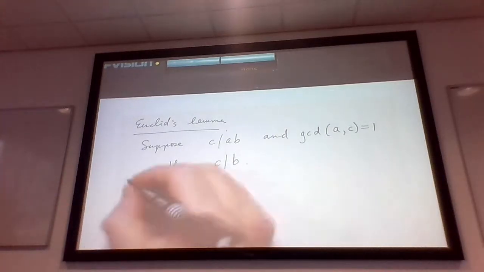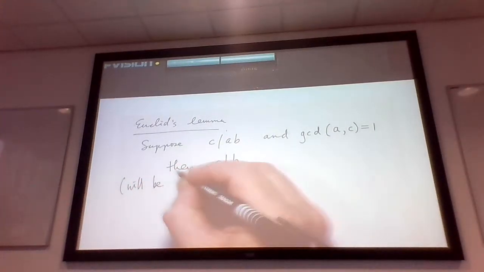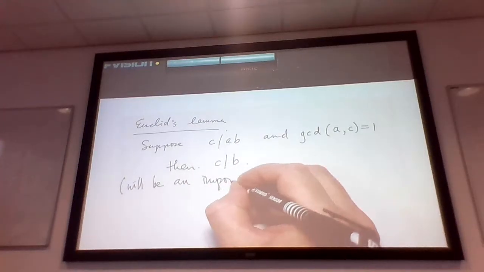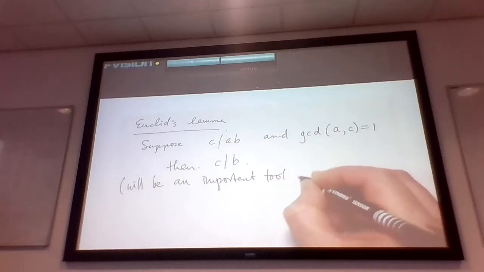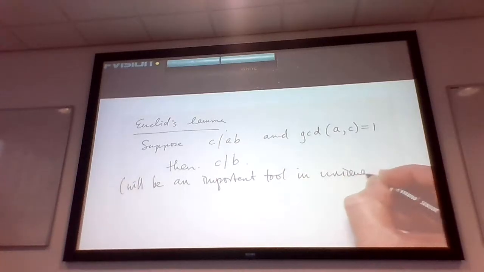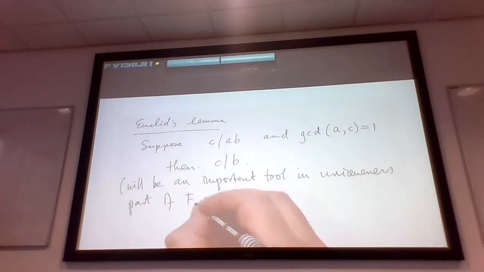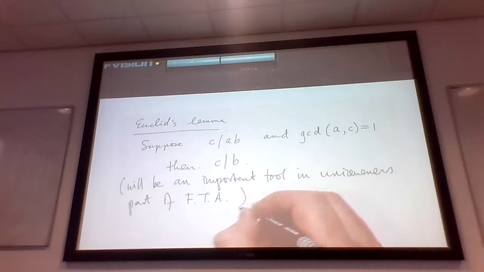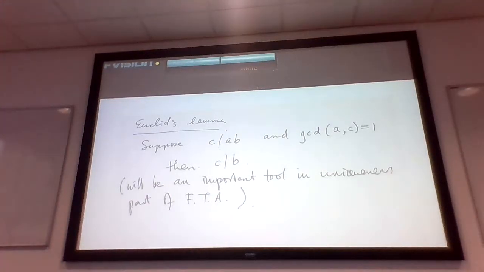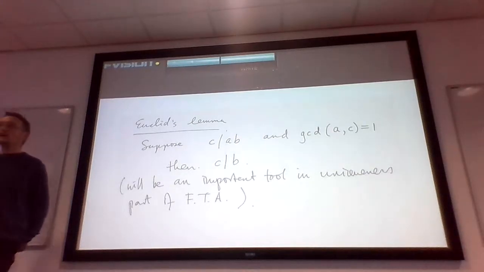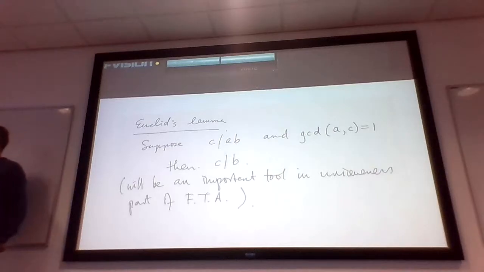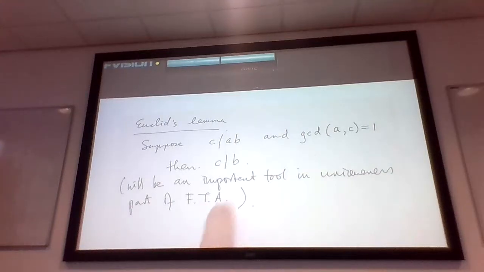Now this will be an important tool in proving the uniqueness part of the fundamental theorem of arithmetic. Remember, the fundamental theorem of arithmetic says that every positive integer can be written as a product of primes in a unique way. Okay? One and only one way.